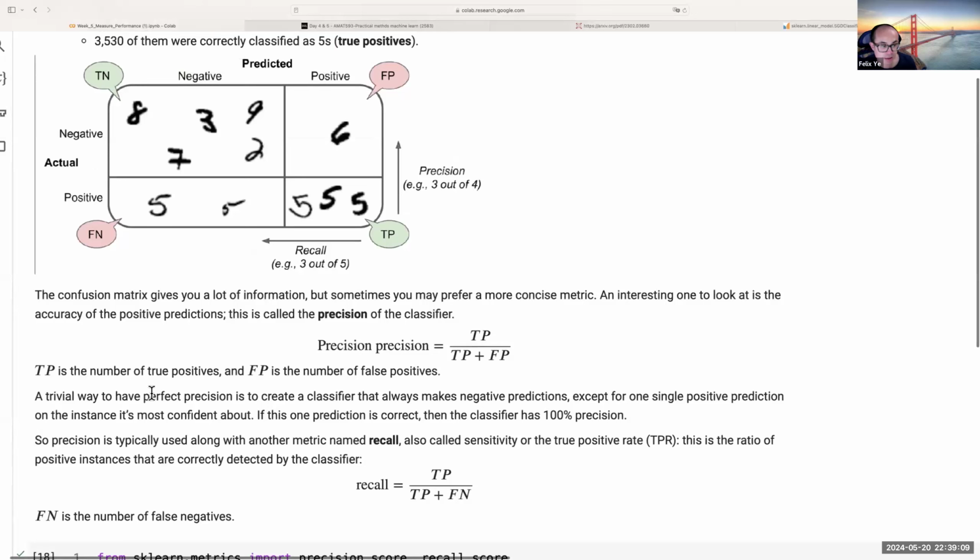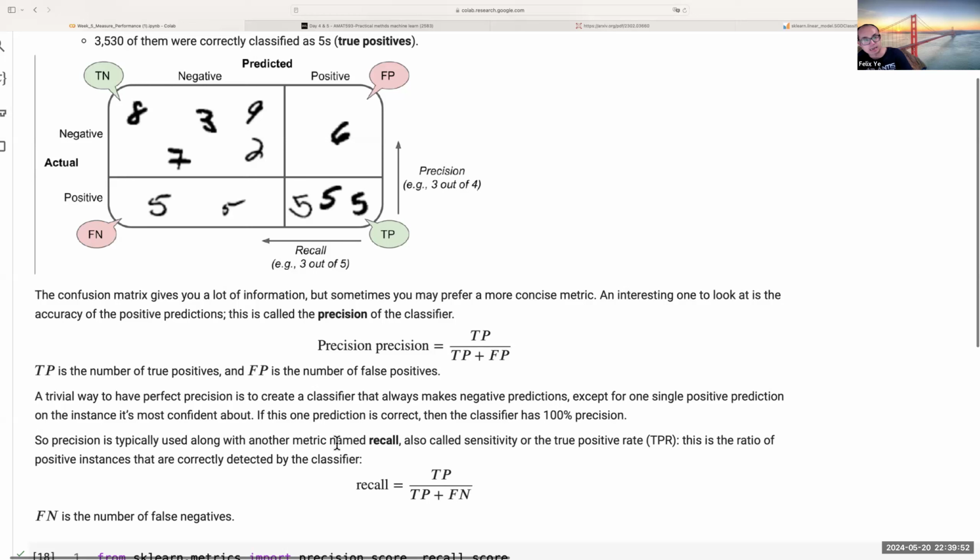So one way that you can think about it is that we can tune all these parameters to have almost perfect precision. For example, we can always create a classifier that makes negative predictions, except for one single prediction that it is most confident about. Say you are very confident for one specific image that I can guarantee 99% chance that it will be 5. I'm going to predict that single image to be 1, and everything else just negative.